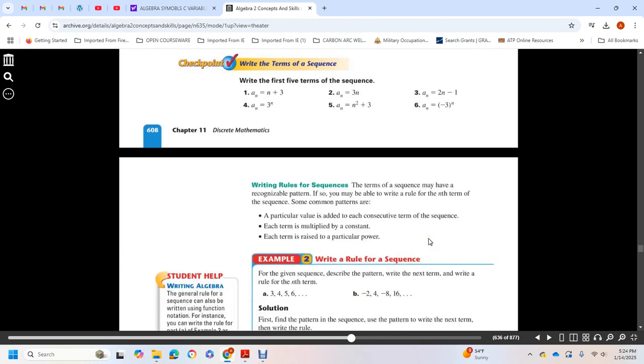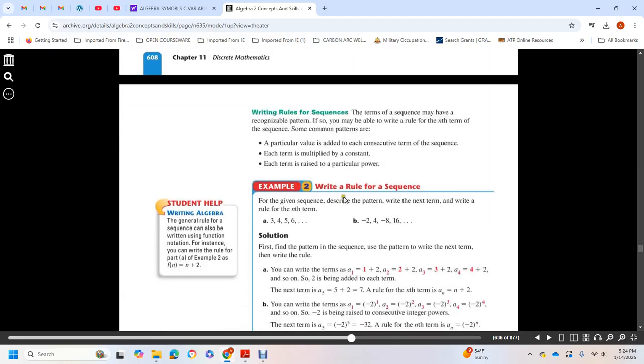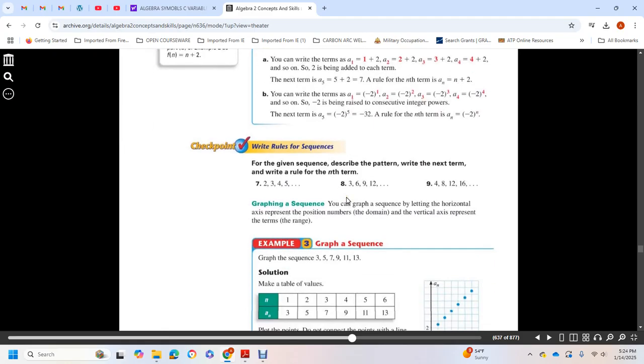Writing rules for sequences: the terms of a sequence may have a recognizable pattern. If so, you may be able to write a rule for the nth term of the sequence. Some common patterns are: a particular value is added to each consecutive term of the sequence, each term is multiplied by a constant, or each term is raised to a particular power. Graphing a sequence: you can graph a sequence with the horizontal axis representing the position numbers of the domain and the vertical axis representing the terms of the range.